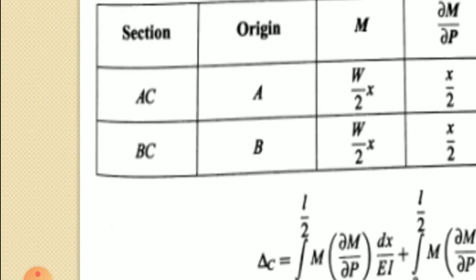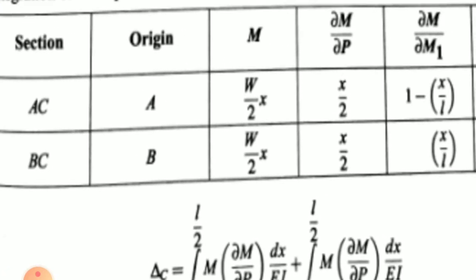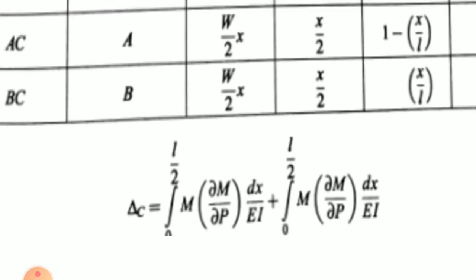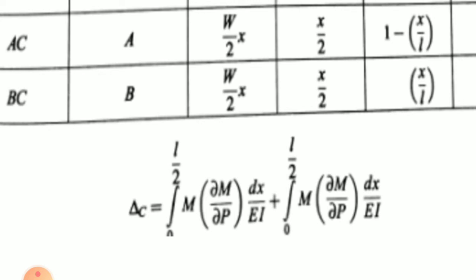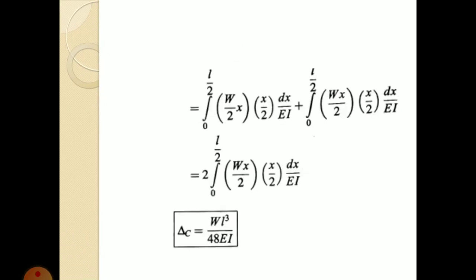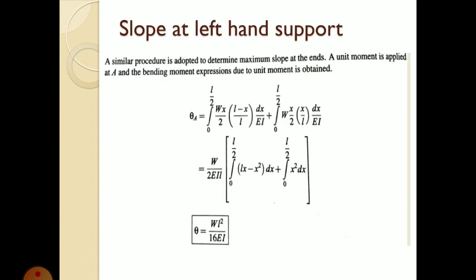Similarly, in the second section, the moment due to applied load will be the same. Then applying the formula, 0 to L by 2 of M into del M by del P into dx by EI, twice, we get delta C will be equal to WL cube by 48 EI. This we know by standard other methods. Central deflection will be WL cube by 48 EI.